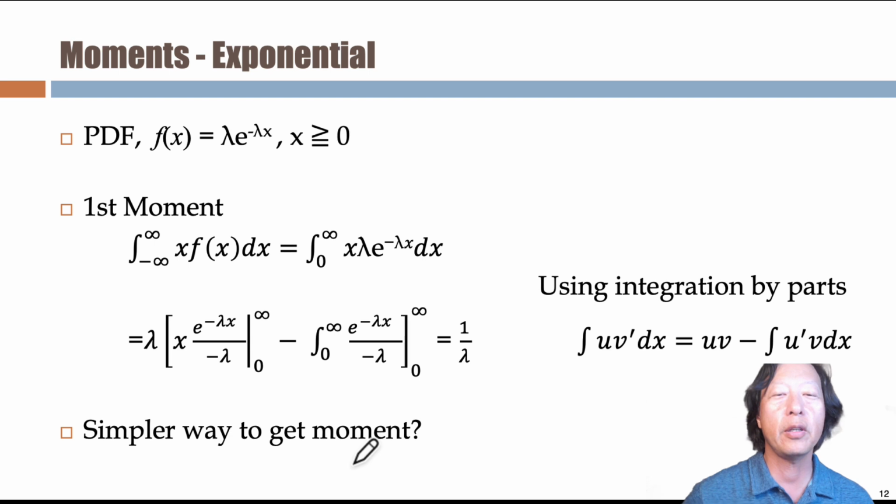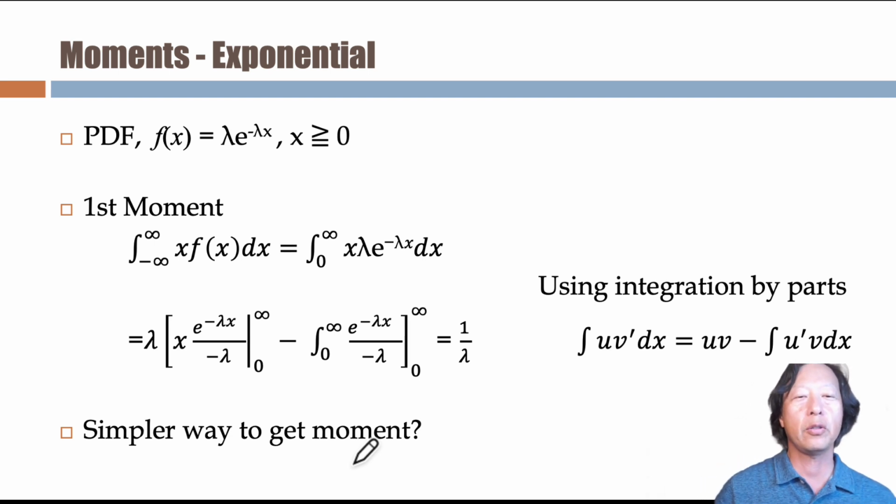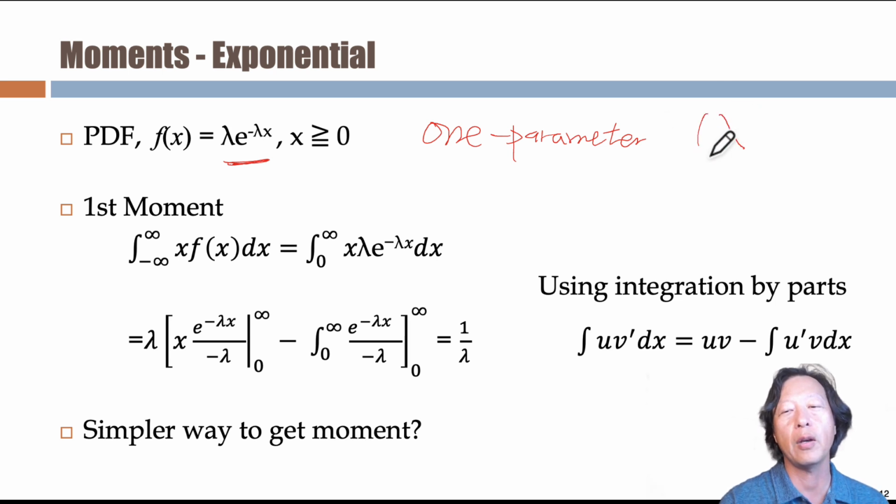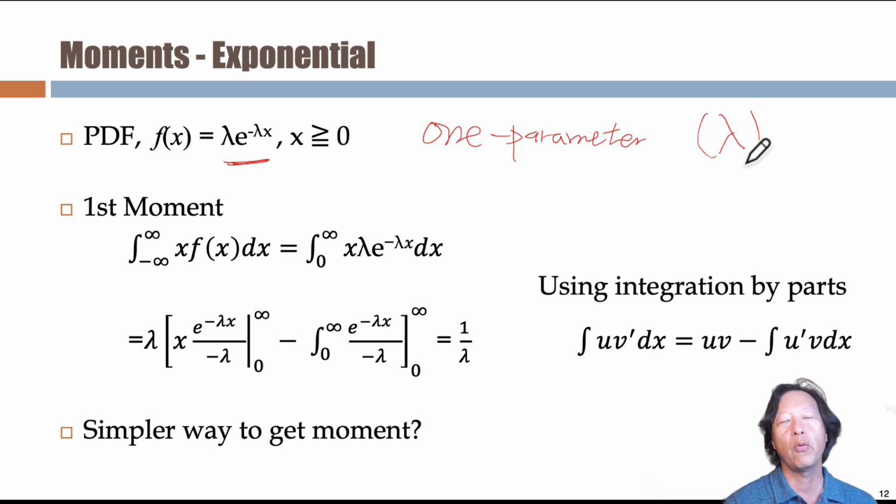Exponential is an example of the continuous case. The PDF looks like this. Again, this is a one-parameter distribution. Why one parameter? Because I need only lambda, one number. Once I know lambda, I can create our PDF, so I can talk about all possible properties.